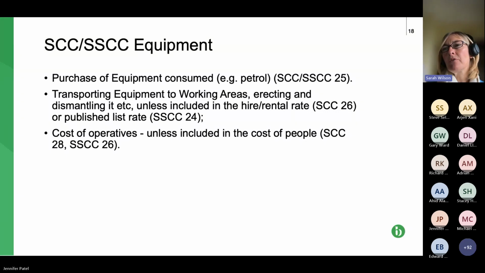So it sort of makes sense. It's all aimed at avoiding double counting. And again, the cost of the operative can be included here, providing it's not also claimed in the cost of the people. So we're just avoiding double counting here. Next slide, please.